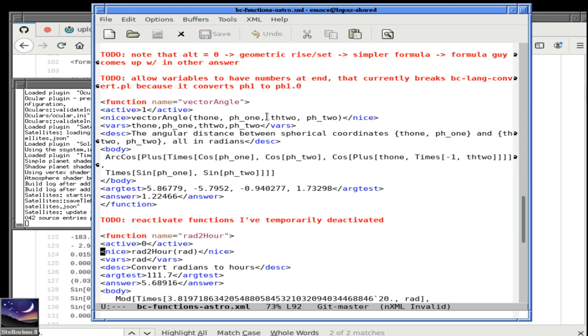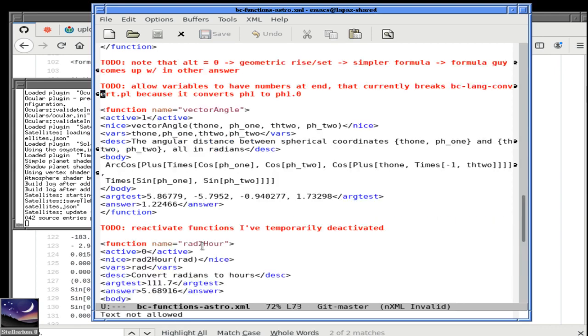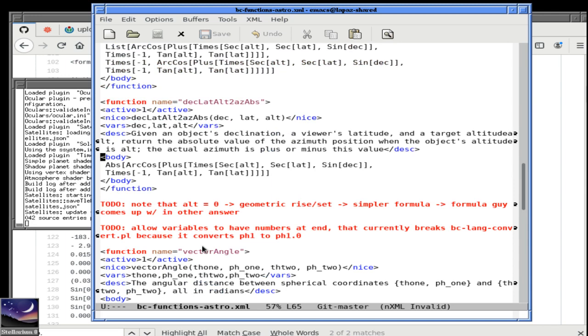And by the way, some of these functions don't work really well. So active zero here in the XML means the code that converts this into multiple languages will not run for this function. And I think there's a reason it doesn't work for this function. And so we'll have an entire section for tests. Right now we only have one test per function, just to make sure that things didn't go horribly wrong. So I think most of these are active.